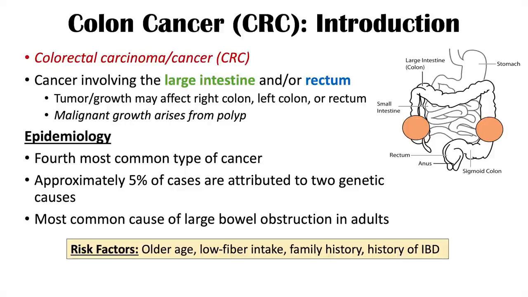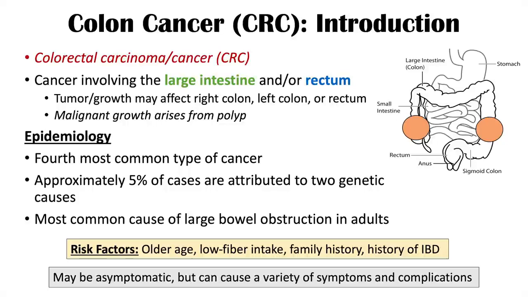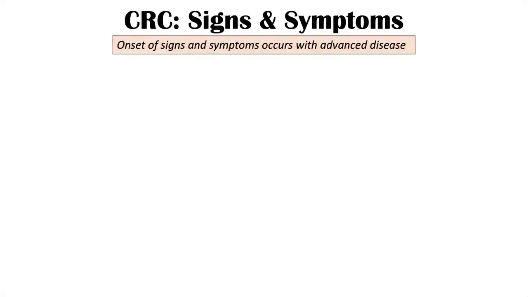But the topic of this lesson is the signs and symptoms of colon cancer. Before we get into the signs and symptoms, it's important to make note of the fact that colon cancer may be asymptomatic, which means it may not present with any symptoms at all. But if it does, it can present with a variety of symptoms and complications. We're going to talk about those in the upcoming slides. So we just mentioned that colon cancer may be asymptomatic, and oftentimes the onset of signs and symptoms of colon cancer occurs with advanced disease.